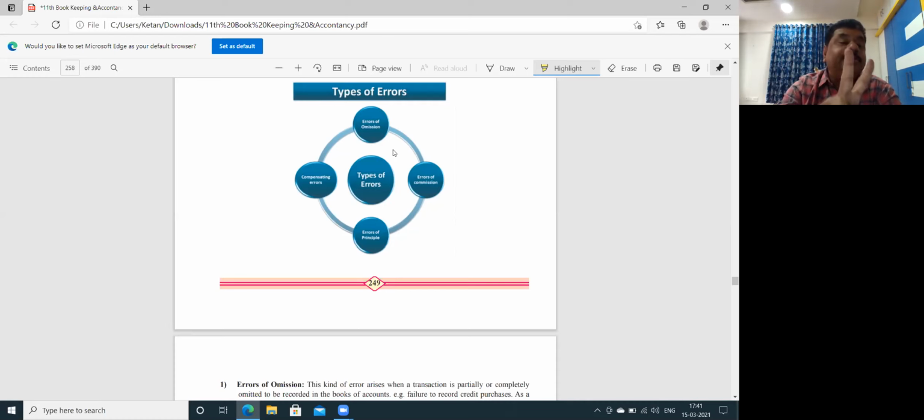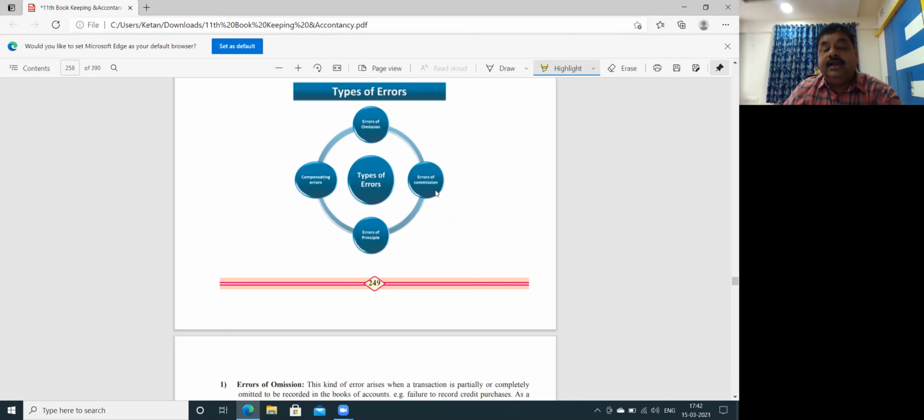So there are two types of omissions. Number one is called a partial omission, where one account is not affected, and the other is called the complete omission, where the transaction is not at all recorded in the books of accounts. Neither is it recorded in the purchase book, nor in the cash book. It has not come at all.